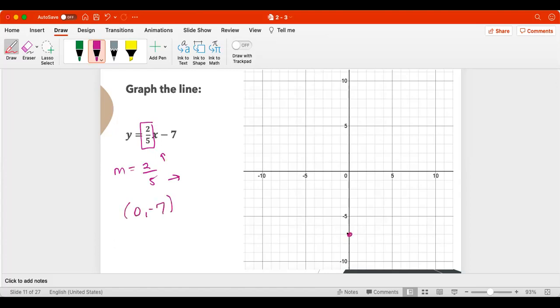So I'm going to put a little dot at 0, negative 7. And then I'm going to go up 2 over 5. Up 2 over 5. And I can go down 2 over 5. And so on.